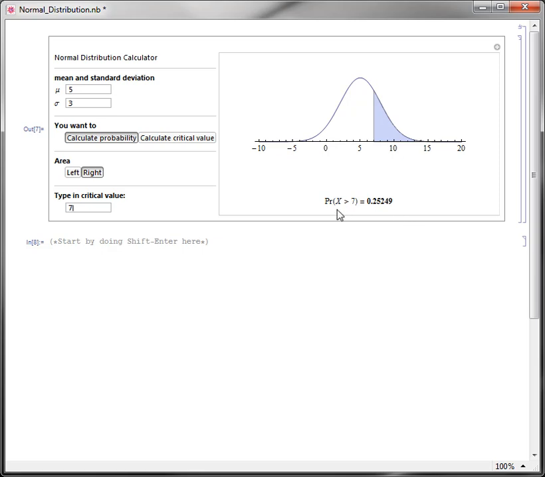How do we read these symbols? This means the probability that a normal random variable x is greater than 7 is equal to about 25.249%. What normal random variable x are we dealing with? One that has a mean of 5 and a standard deviation of 3. Okay? So suppose I change this a little bit by changing the mean back to 0. Okay? And I'm going to change the standard deviation back to 1.